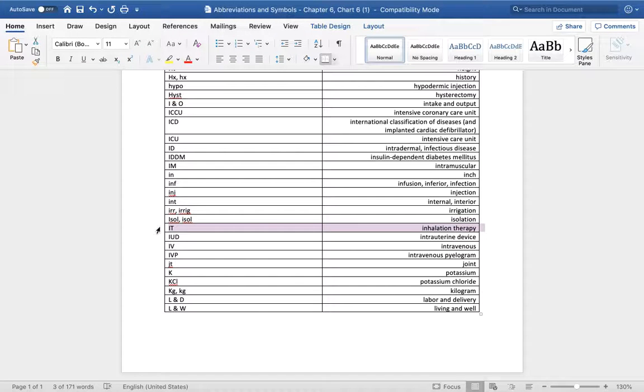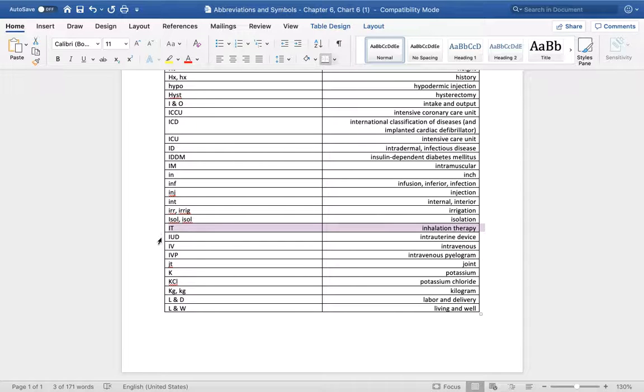Hello again. We're going to finish up on this abbreviation chart, and I also have a little video explaining some differences between a couple of these. So IT, both capital, that's inhalation therapy. Inhalation therapy could be with oxygen, it could be with a hypobaric chamber, it could also be a breathing treatment. So all those can be included in inhalation therapy.